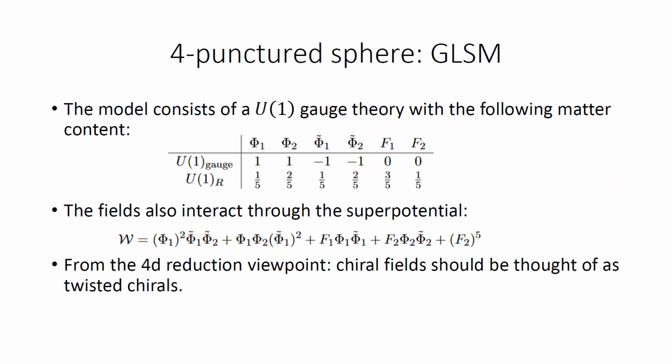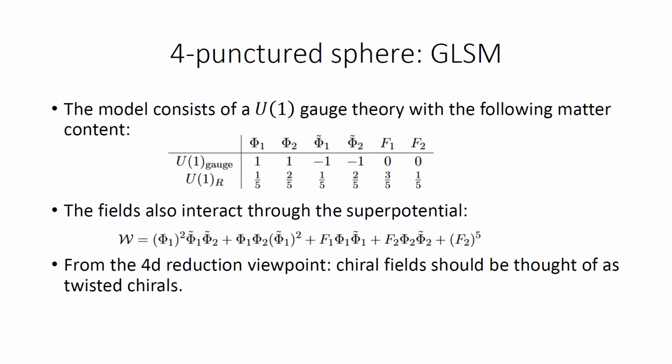You have a U1 gauge theory, and it has 4 chiral fields that I've written down like this, that are charged under the U1 with the following charges. They have the following R charges. Here, the R charge is given by the left moving R charge, which is equal to the right moving R charge because it's a chiral field. Additionally, you also have 2 singlet fields that you turn out to need to add that have these R charges.